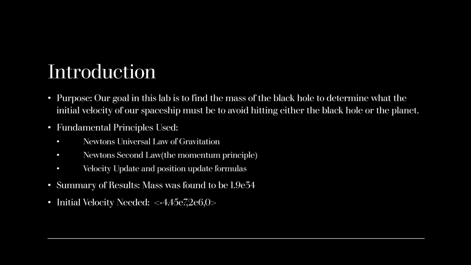For a quick summary of results, our mass was found to be 1.9 e to the 34. Initial velocity needed was negative 4.45 e to the 7 and 2 e to the 6, but we'll get more to that later.